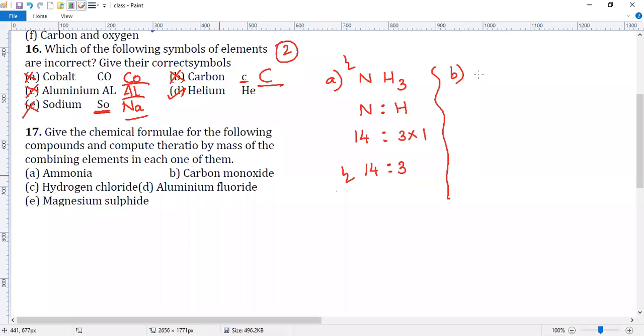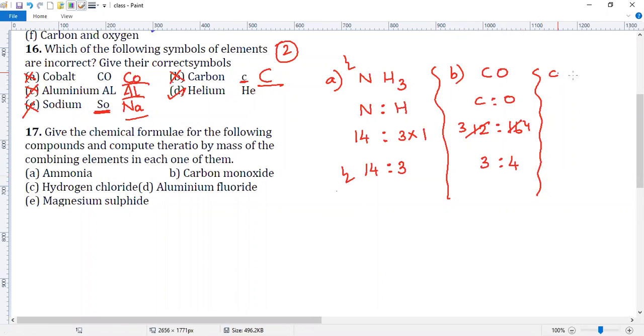For B, carbon monoxide, CO. C and O. The ratio for carbon is 12 and this is 16. So this is 4 3 times and 4 4 times. Therefore, the ratio is 3 is to 4. You have to write any ratio or fraction in its minimal form.